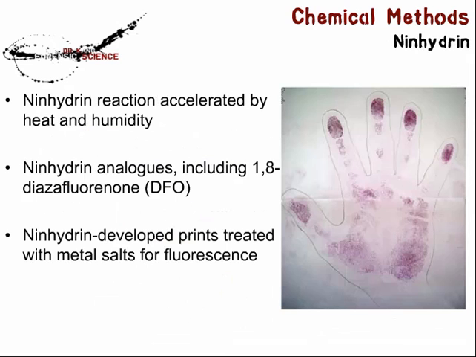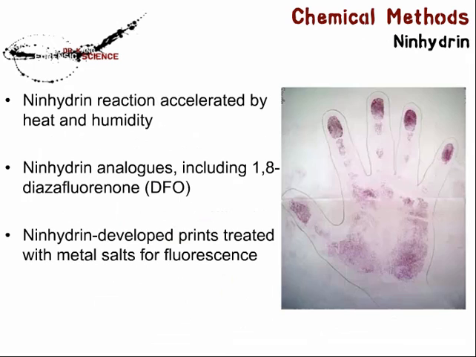The ninhydrin reaction is slow unless accelerated by heat in the presence of humidity. Ninhydrin analogs have been used to develop new chemical methods. DFO is a ninhydrin analog that visualizes latent prints on porous materials when exposed to an alternate light source, and shown to develop 2.5 times more latent prints on paper than ninhydrin. Ninhydrin-developed prints can be treated with metal salts to convert Ruhemann's purple to another compound that would yield strong fluorescence under illumination.